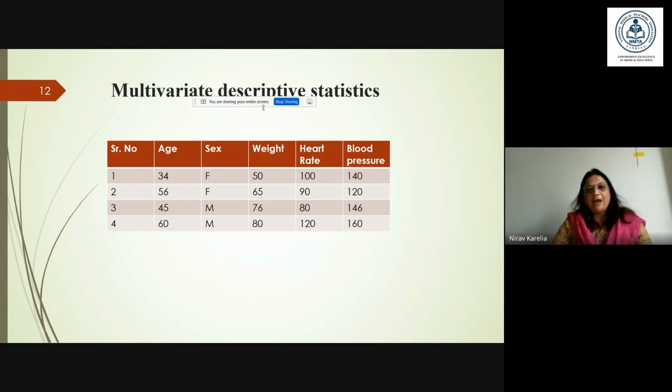Now I want to describe these, and what I do is calculate the central tendency and dispersion. Okay. Now, what is the role of multivariate?